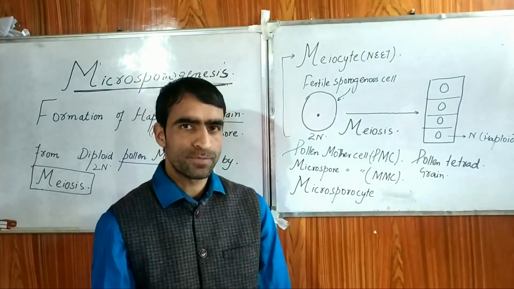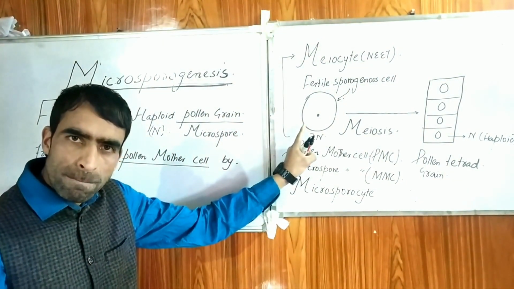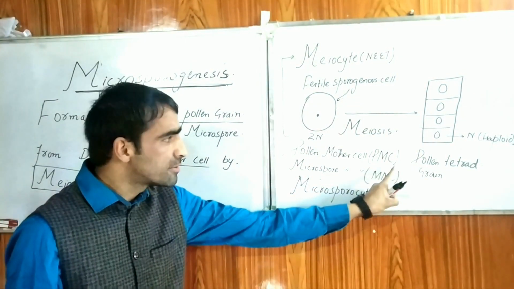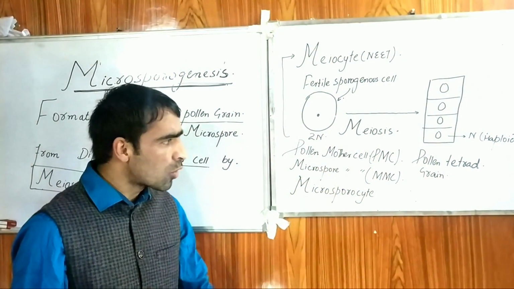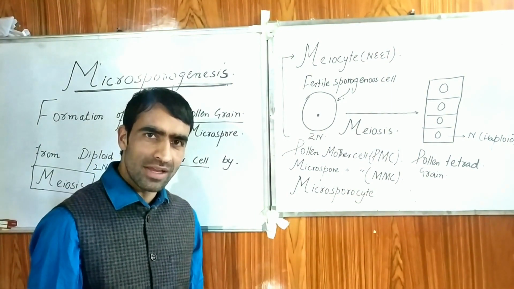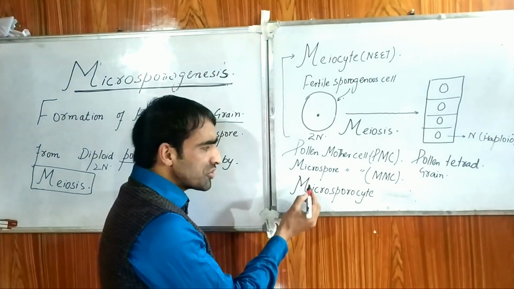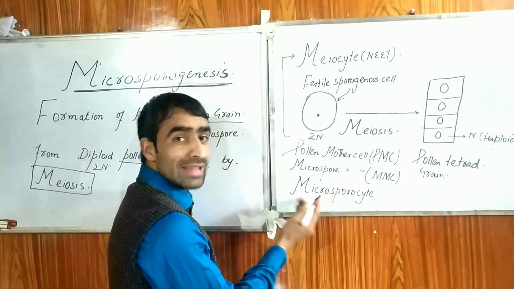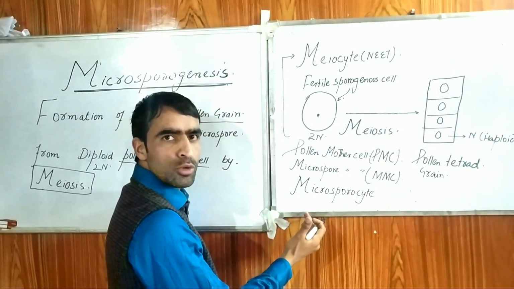You remember, this is a diploid cell. This is called the pollen mother cell. This is PMC. This is a diploid cell. This is also called the microspore mother cell. You know, microspore is another name for pollen grain. Sometimes this diploid cell is called a microsporocyte, the cell which is responsible for the formation of the future microspores.